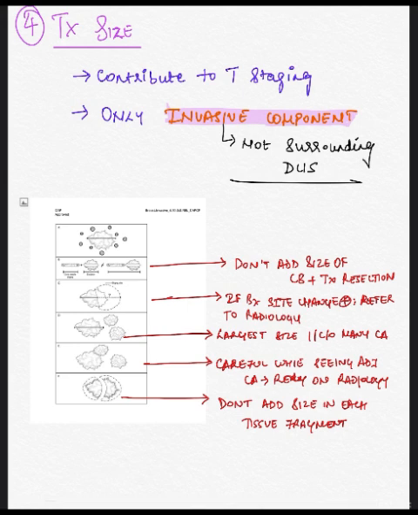Now we will move on to the tumor size. Why is the tumor size important? The tumor size is important because it contributes to the T staging, that is, according to the pTNM staging.